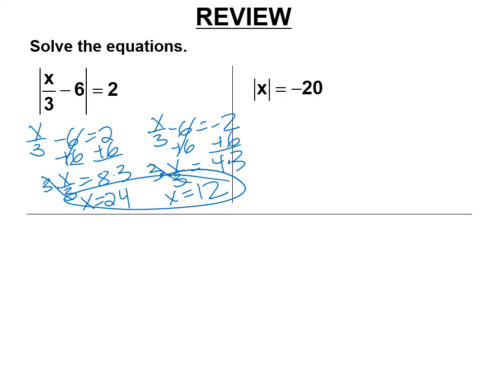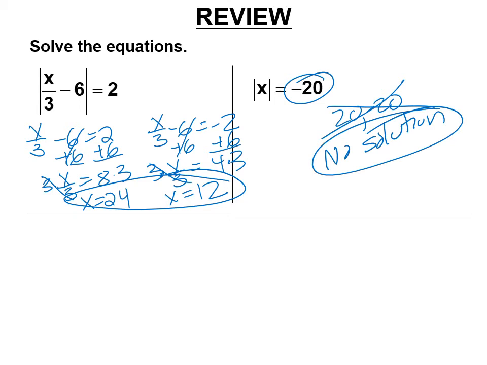All right, and so, right, we're not going to say 20 and negative 20. Why not? Because there's no way an isolated absolute value will ever equal negative 20. You're going to write no solution here. All right.